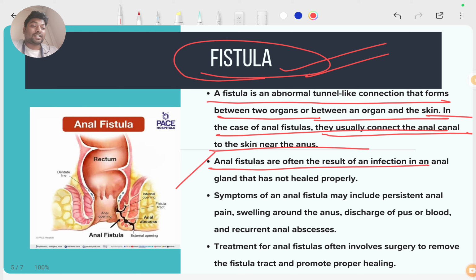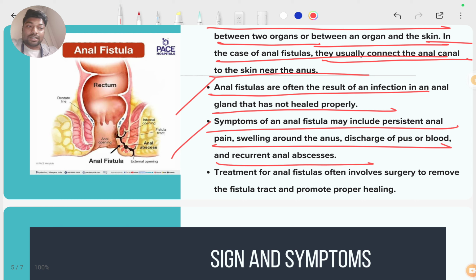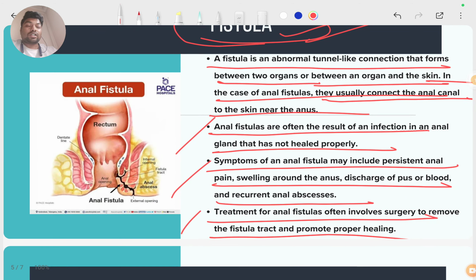Anal fistulas are often the result of an infection in an anal gland that has not healed properly. Symptoms of an anal fistula include persistent anal pain, swelling around the anus, discharge of pus or blood, and recurrent anal abscess. Treatment for anal fistulas often involves surgery to remove the fistula tract and promote proper healing. So this much for now.